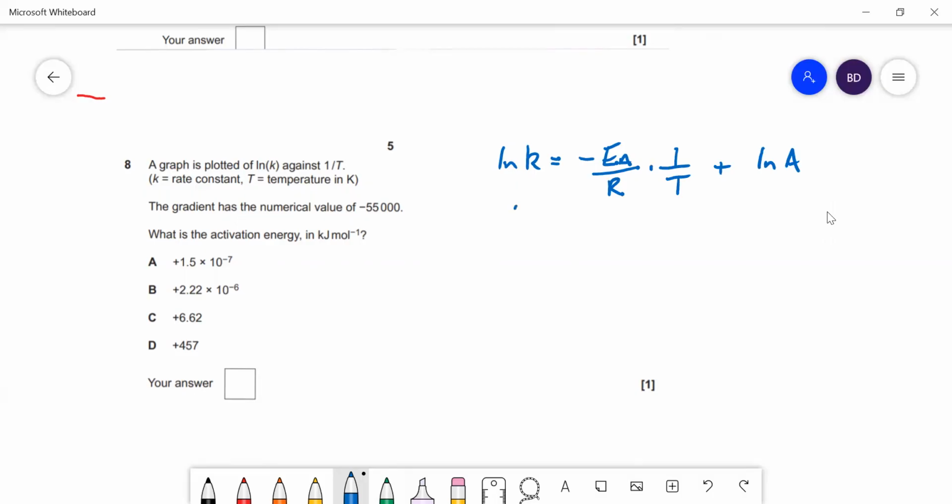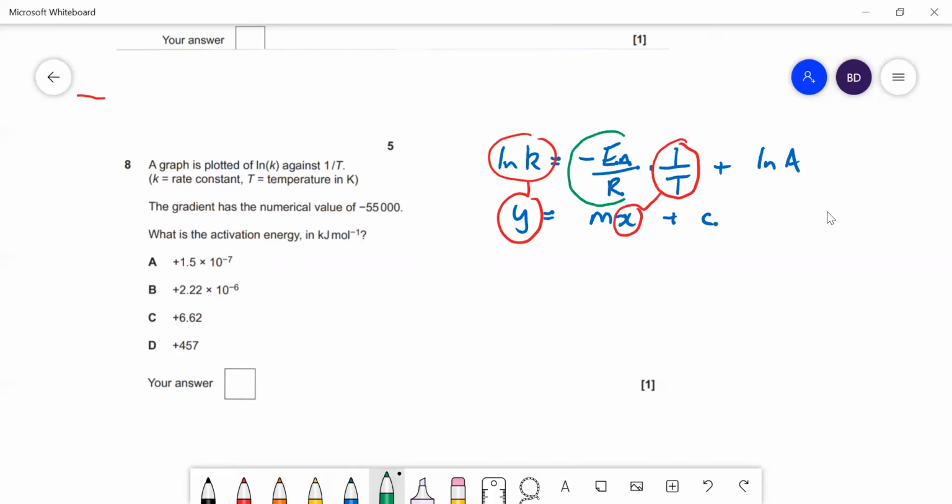So we linearize that, y = mx + c. If you plot ln K on the y-axis against 1 over the temperature in Kelvin on the x-axis, we are going to get a gradient equal to minus EA over R. So M is equal to minus EA over R. We want to find out the EA, activation energy. So it's the minus gradient times R, the gas constant. Okay, so that is going to be minus 55,000.